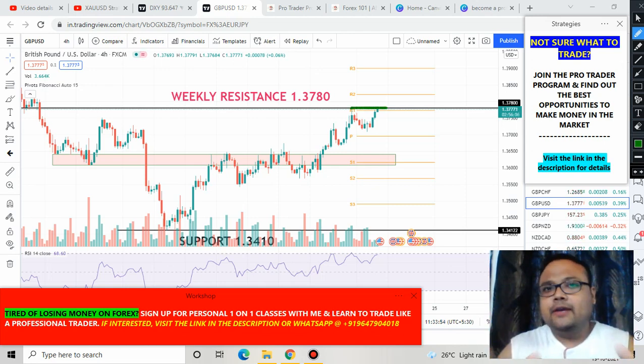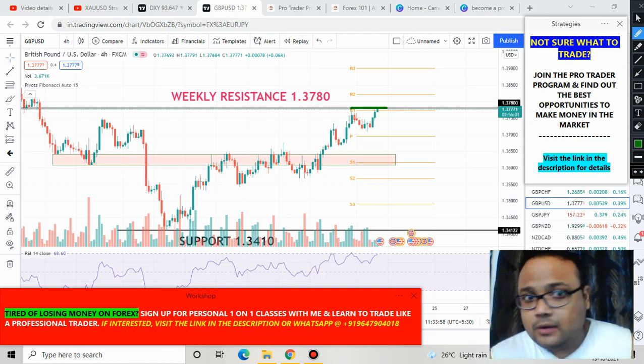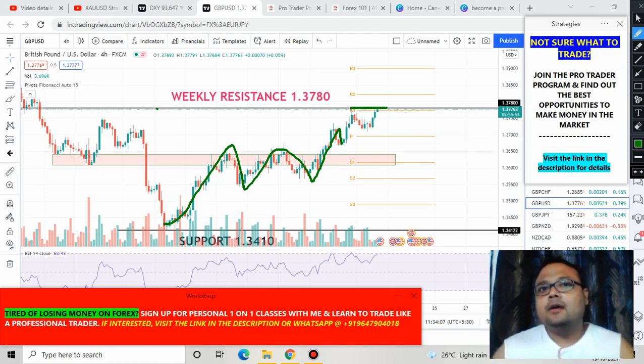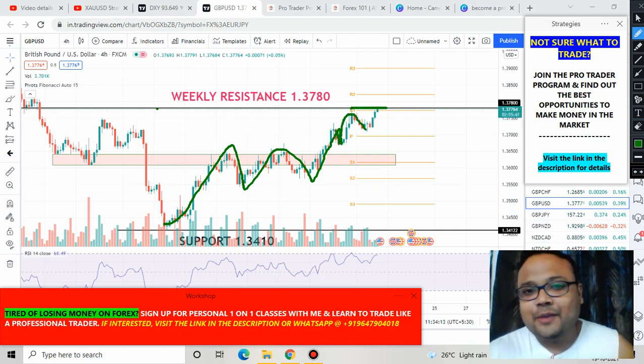Things are complicated right now, but try to understand here. We have a resistance here, but still the market is not ready to go down. Whenever the market is coming down, it is forming new highs. Yes, higher lows. The market is constantly forming higher lows here, and it resembles the characteristics of an ascending triangle pattern, and therefore there is a good possibility of the market breaking the resistance as well.